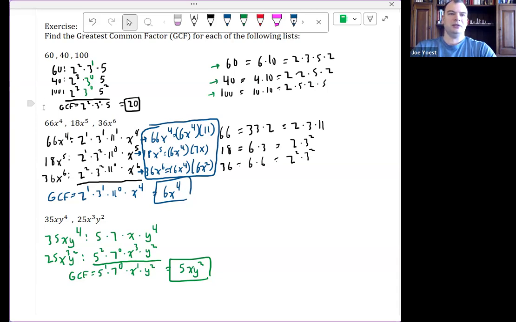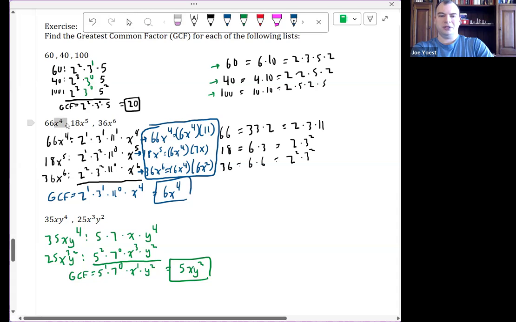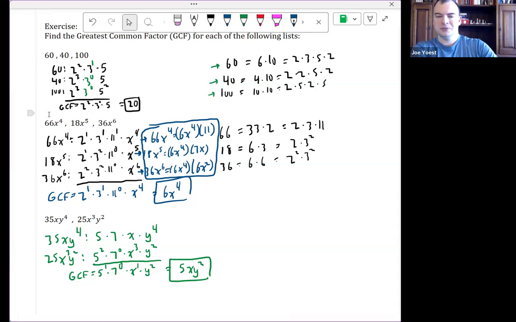So we'll start by breaking down the numbers into their prime factorizations. That's usually the logistically most challenging part of this whole process, is dealing with the numerical coefficients. Because x to the fourth pretty clearly is just 4 factors of x, but 66, what's its prime factorization? There's lots of building blocks that could be components of 66.